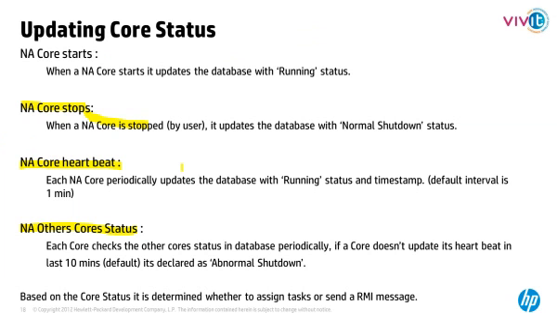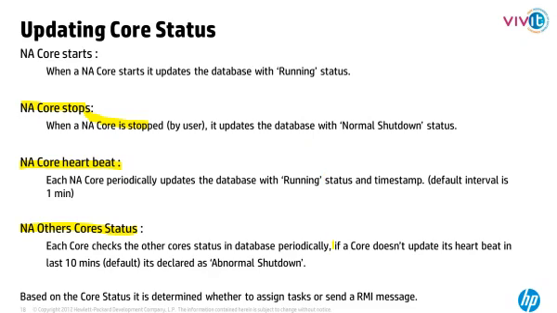So it's very simple. There are 4 important things we want to know. When a core starts, it goes to the database and says, I'm running. When a core stops, it says, I'm shut down, normally shut down. And the way we figure out an abnormal shutdown is based on the next 2 steps: each core has a heartbeat, and each core checks the other cores' status.